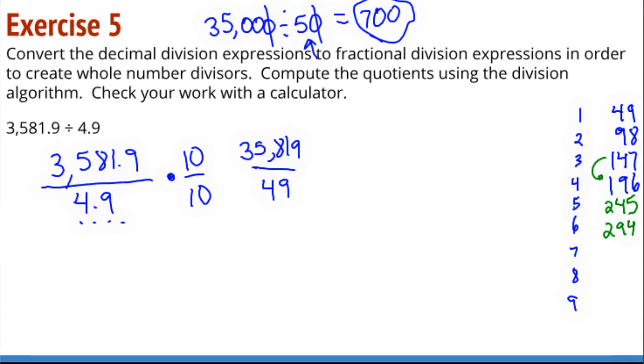7 times 50 is 350, minus 7, 343. And then I can add 50, 393 minus 1, 392. 9 times 50 is 450, minus 9, 441. All right, so I've got my chart all set up here. And now I can work my division problem.